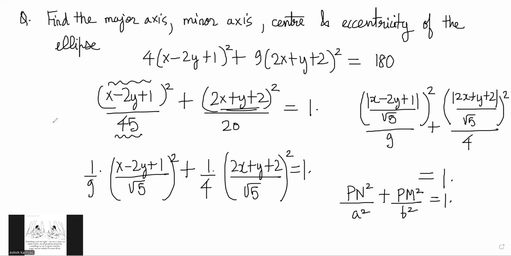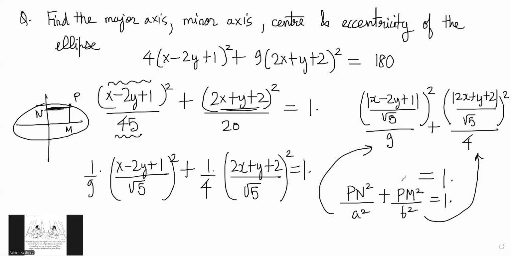And notice that in our standard ellipse, P was a point here. Pm was the perpendicular to major axis and Pn was the perpendicular to the minor axis, right? And we had Pn square by a square and Pm square by b square. Here a square is 9 and b square is 4. And it is clearly an ellipse where a is greater than b, right? So it's a standard looking ellipse, right? Something like this. However, Pn was perpendicular from point P to the minor axis, right? So our minor axis should be this line, right?